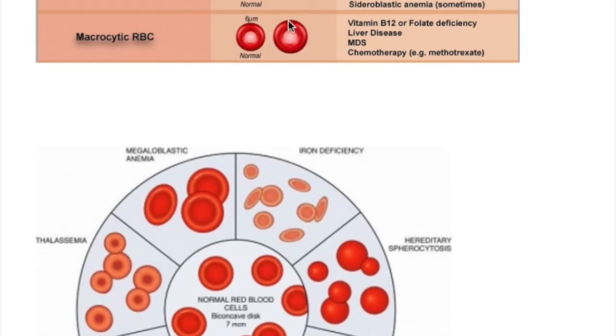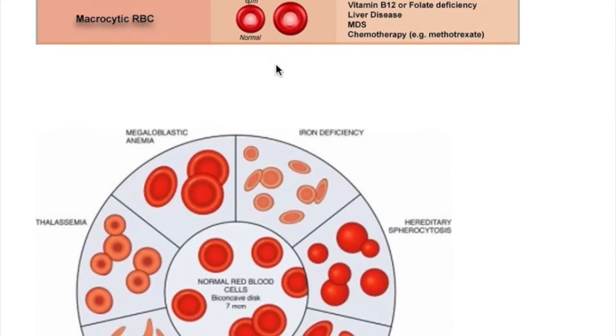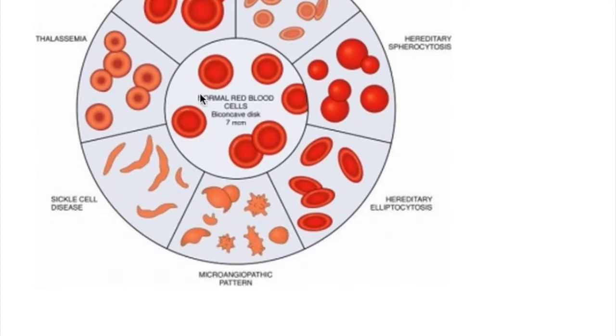This is the big RBC, macrocytic. This occurs in vitamin B12 deficiency, folate deficiency, and chemotherapy with methotrexate. Methotrexate is a folate antagonist. The normal RBC is biconcave. This is the best shape that suits well to pass through in single file in the capillaries.